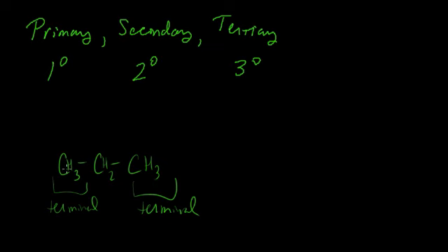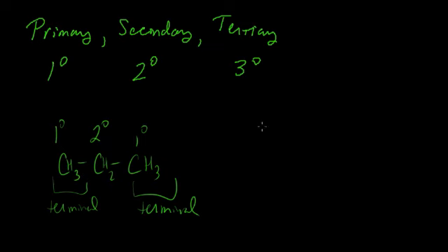Now, each of these terminal carbons is bound to only one carbon. So if you have a carbon that's only bound to one other carbon, it's going to be a primary. In the middle here, we have an interior carbon, and it's bound to the one on the right and the one on the left. This is secondary. It's bound to 2 different carbons. I guess you can see where this is going now.